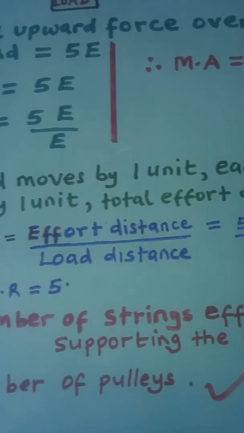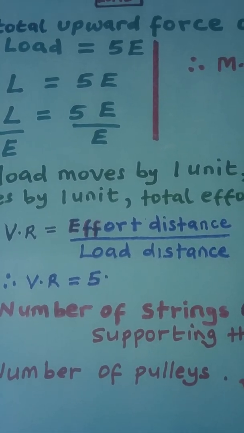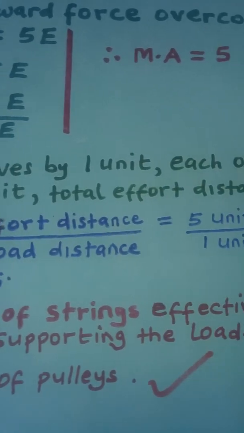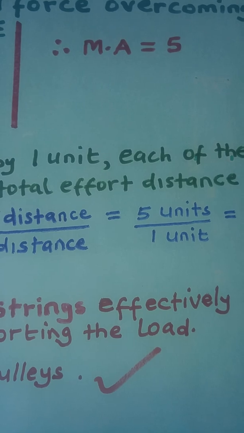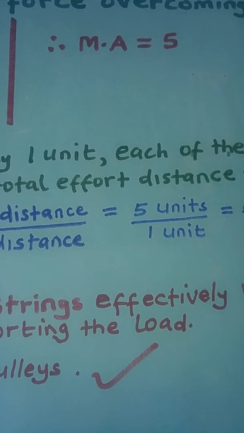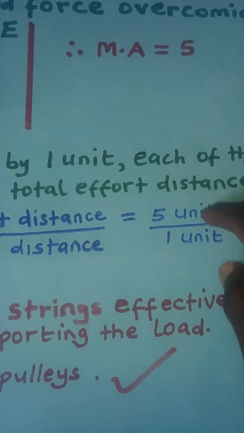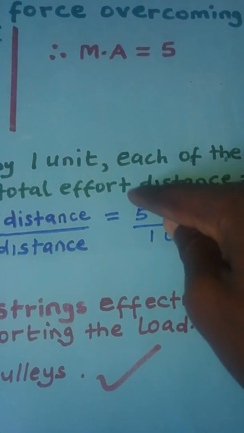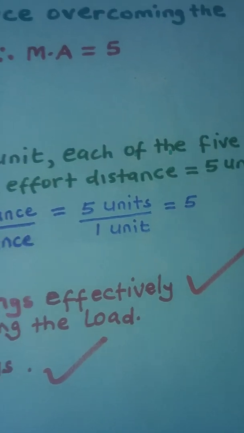So for that reason, how do we get velocity ratio? Effort distance divided by load distance. And when you divide the 5 units, that is for the effort, for upward movement, by 1 unit, that is for the load down, these units will cancel. So you remain with 5 over 1, and your velocity ratio becomes 5.